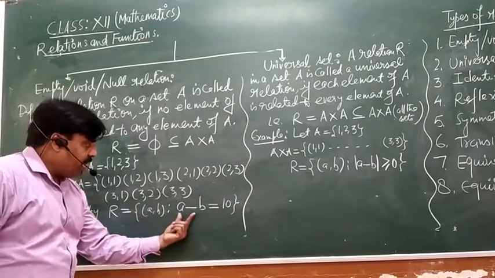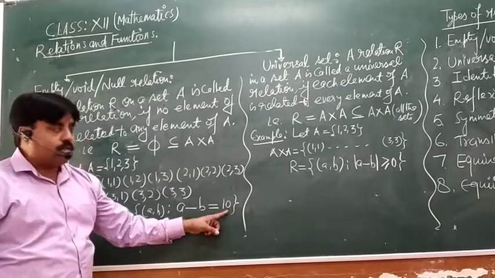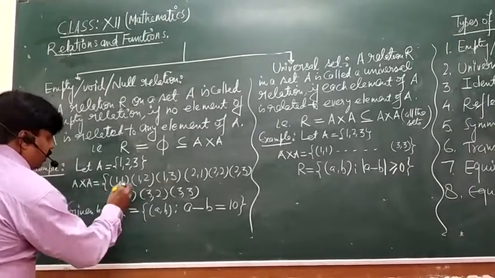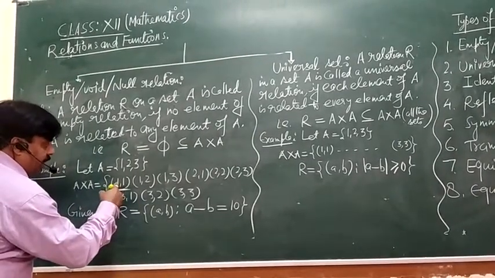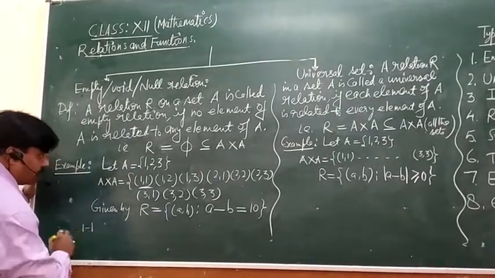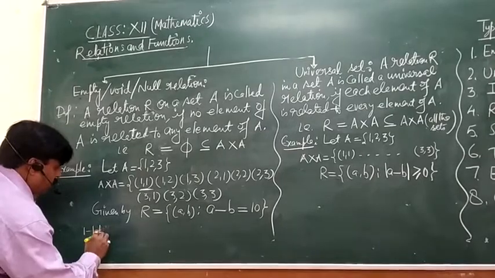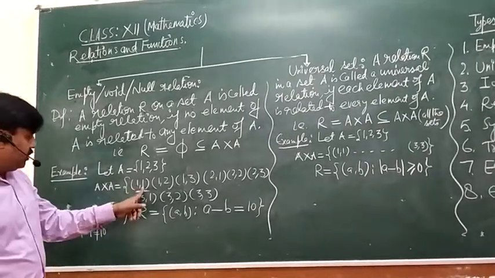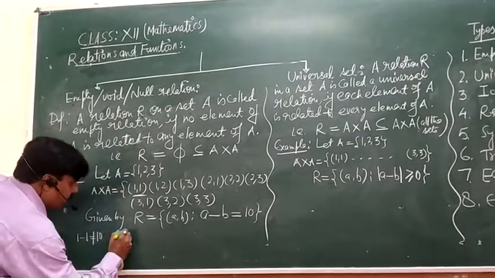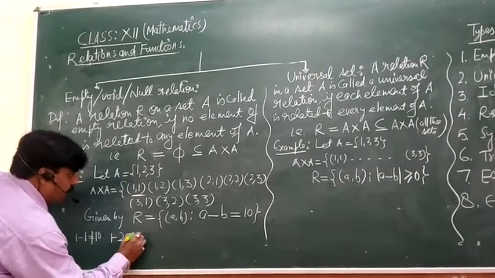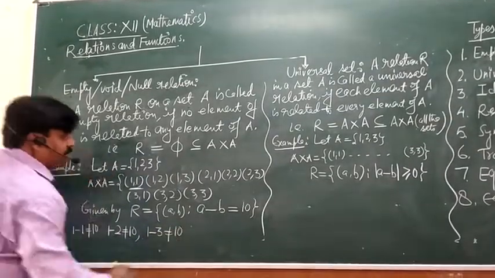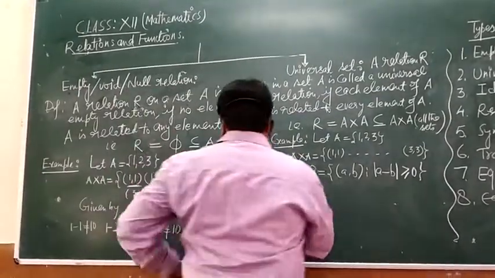The relation is (a,b) such that a minus b should be equal to 10. Means the ordered pairs which are given here, this is a and this is b, and we take the difference. See now, 1 minus 1 is not equal to 10, so this will not come in R. Similarly, 1 minus 2 is also not equal to 10. 1 minus 3 is not equal to 10. Similarly, 2 minus 1 is not equal to 10.